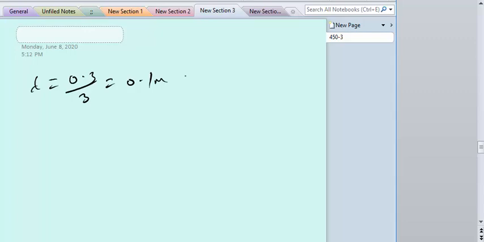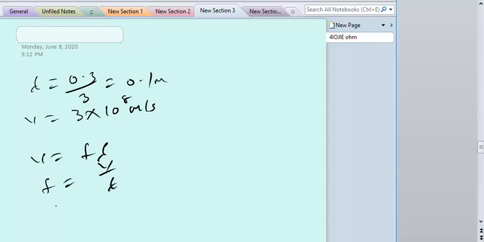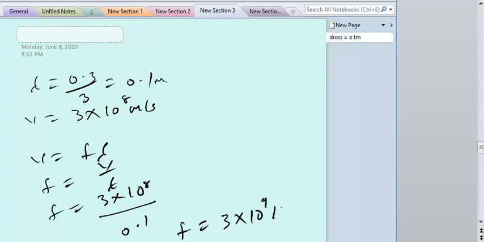And don't forget that we are also given the wave speed v as 3 times 10 raised to the power of 8 meter per second. They ask us to find the frequency. So very simple. Don't forget we have v equals f lambda. So f is equal to v over lambda. So f will be equal to 3 times 10 raised to the power of 8 divided by 0.1. In that case our f is going to be 3 times 10 raised to the power of 9 hertz. So that is that. That is very, very simple.